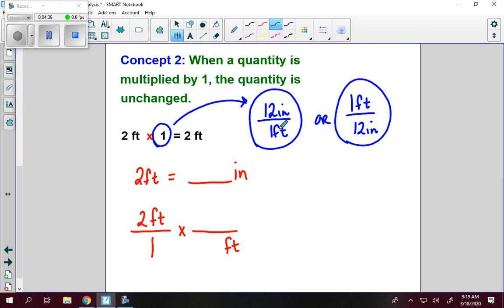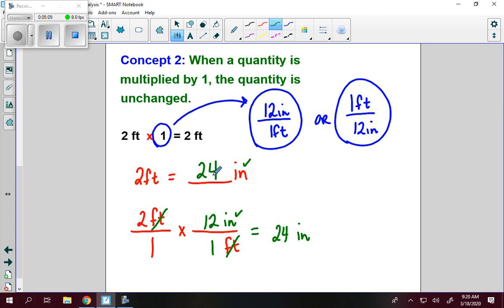Once I put feet down here, then I go, all right, I have to get feet to inches, so I realize that 12 inches is a foot. So I'm going to put my 1 foot with my 1 foot, and I'm going to put 12 inches on top. When I cancel my feet, I look to see my label is in inches, and I look to see what I needed is in inches, and then I can multiply successfully, because the only thing left after multiplying for my label is inches. So I'm going to say 2 times 12 is 24, and my label is inches. So I can say that 2 feet is 24 inches.